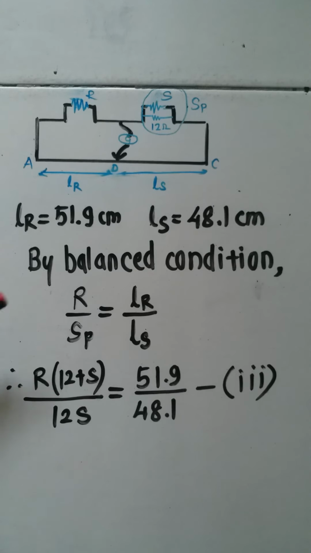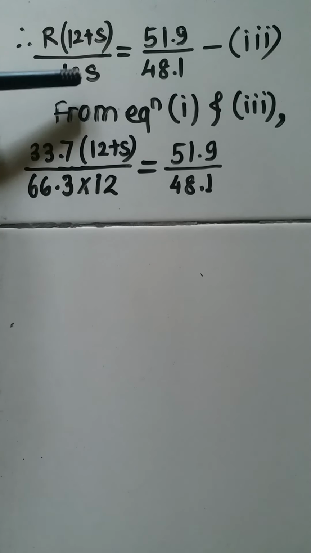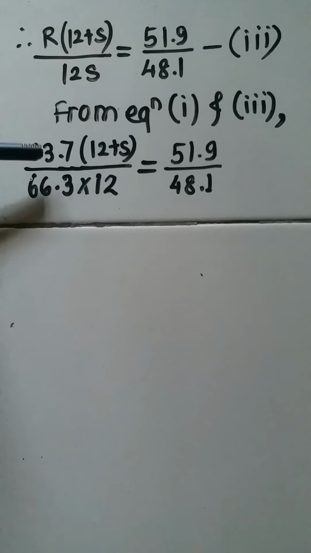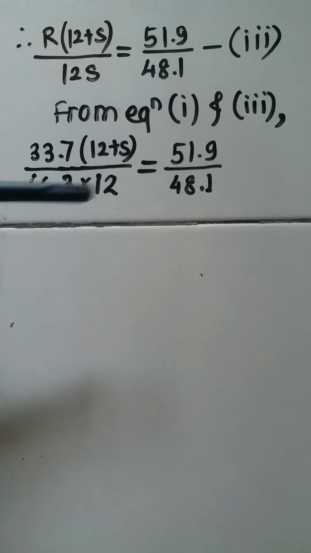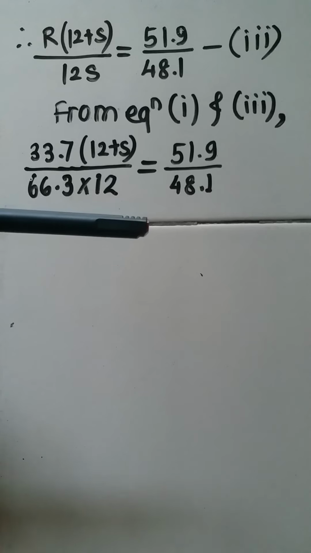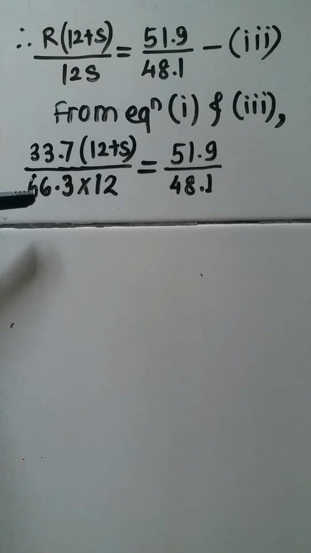Now substitute value of R upon S from equation 1 in equation 3 and simplify it. See here, value of R upon S in equation 1 is 33.7 upon 66.3. So that is substituted. Remaining value is (12 plus S) upon 12. So it is equal to 51.9 upon 48.1. Now simplify this equation to get value of S.